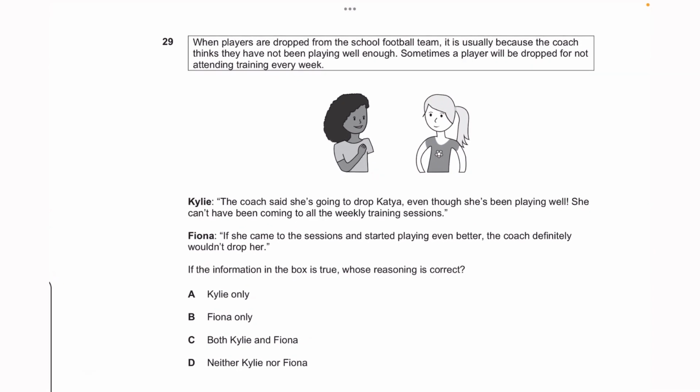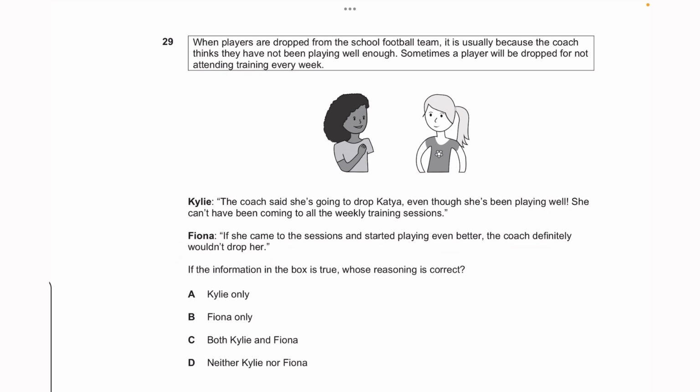So question 29 says this: when players are dropped from the school football team, it is usually because the coach thinks they have not been playing well enough. Now, sometimes a player will be dropped for not attending training every week as well. Now, Kylie says, the coach said that she's going to drop Katya even though she's been playing well. She can't have been coming to all the weekly training sessions. Fiona says, if she came to the sessions and started playing even better, the coach definitely wouldn't drop her. All right, so if the information in the box is true, whose reasoning is correct?